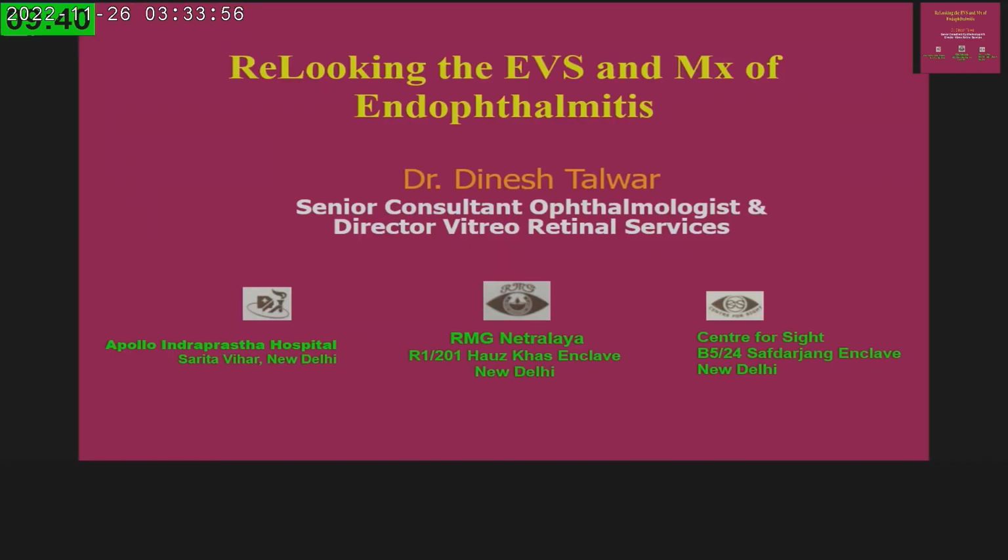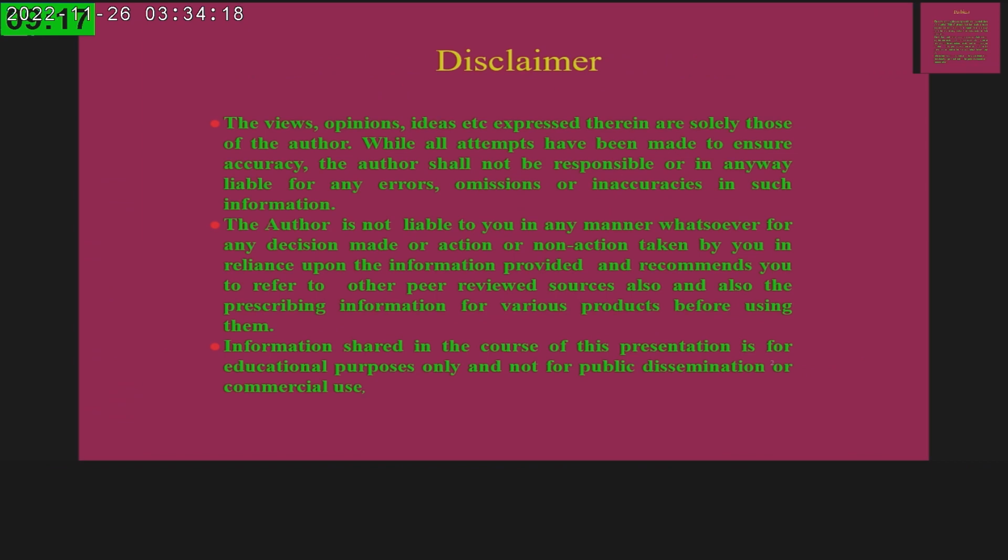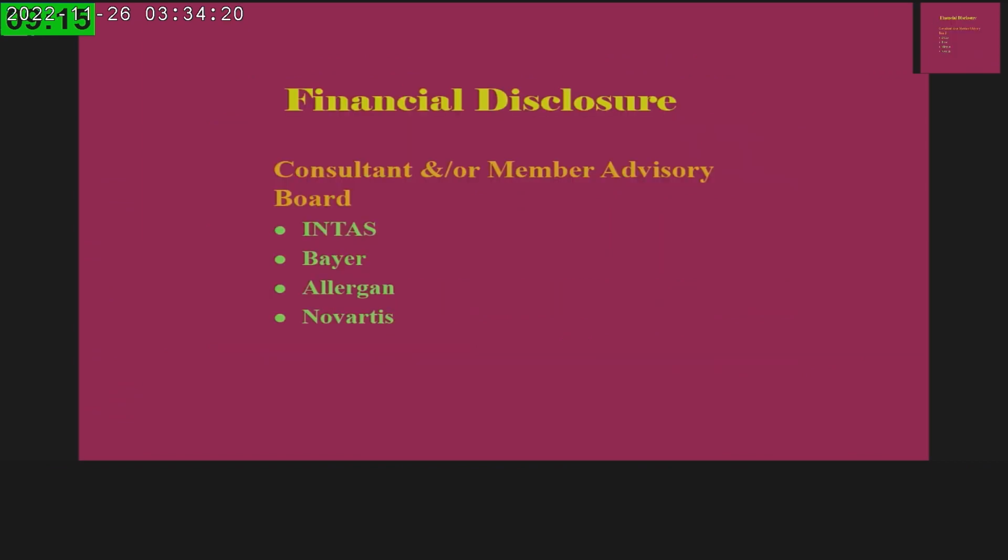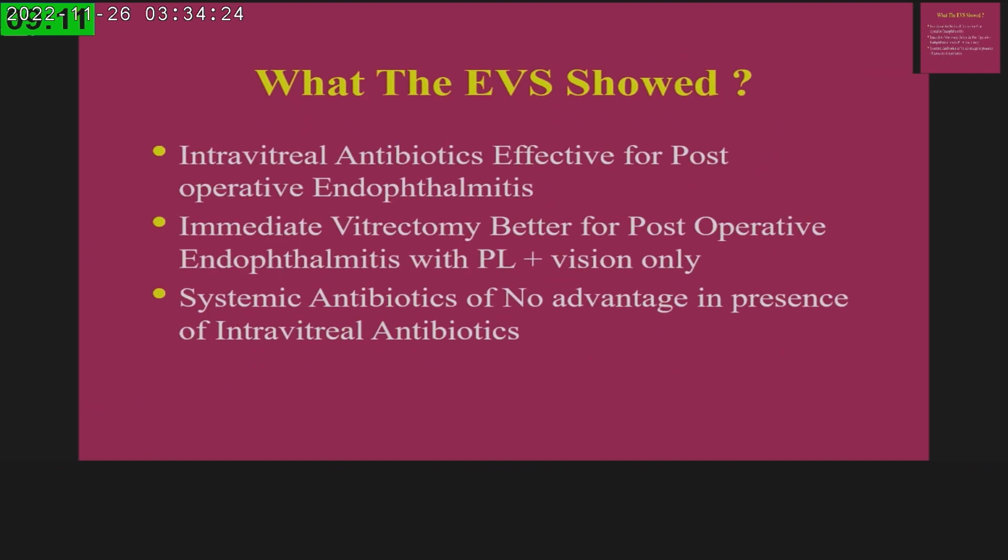You know, the EVS came out three decades back, in 1995. And still everyone keeps saying EVS says this and EVS says that. I'm not even sure whether even the abstract of that EVS has been read by somebody who's quoting the EVS. The important thing is, what did the EVS find? Now, before we go further, this is my disclaimer and financial disclosure, though it's not relevant to this particular talk.